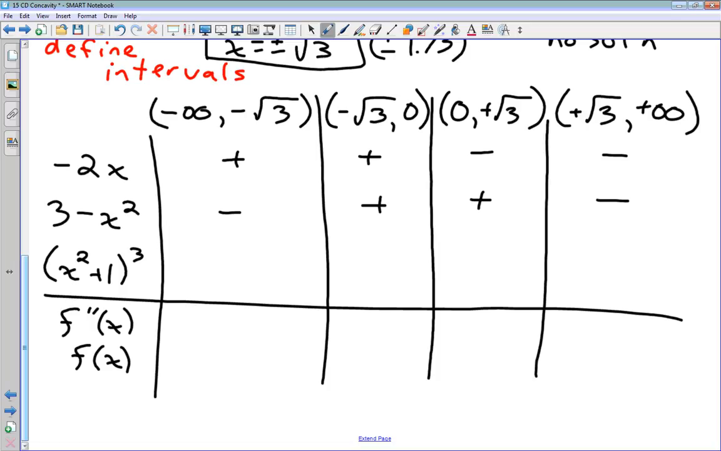My third term here, no matter what I put in there, when I square it, I'll get something positive. I add 1 to it, it's still positive. I cube it, it's still positive. So this is positive always. So my second derivative is going to be negative, then positive, then negative, and then positive.